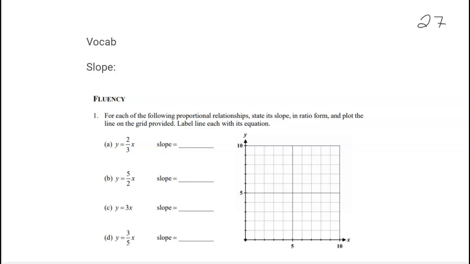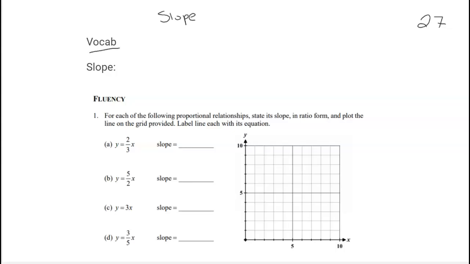Today what we're going to do is revisit slope. I know that we did an Edpuzzle a few weeks ago about slope, but I want to go back and redo it. So this is going to be our slope. This is going to be page 27 in our notes.